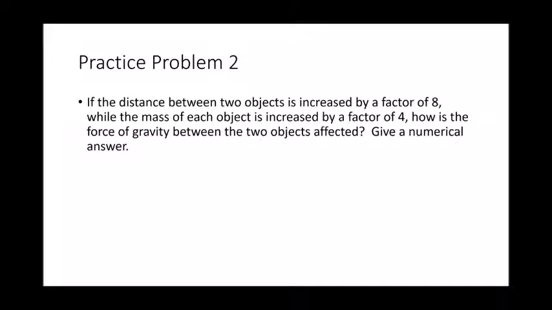All right, so here's practice problem 2. If the distance between two objects is increased by a factor of 8, while the mass of each object is increased by a factor of 4, how is the force of gravity between the two objects affected? Give a numerical answer. Well, first of all, we need to think about Newton's law of universal gravitation.